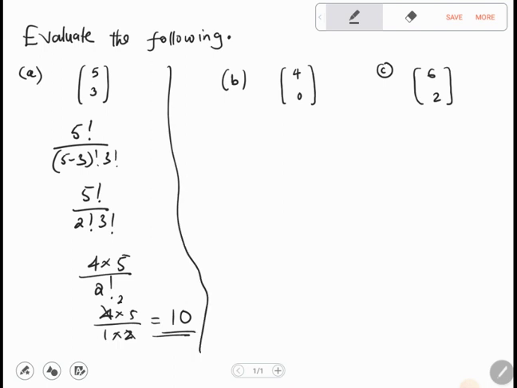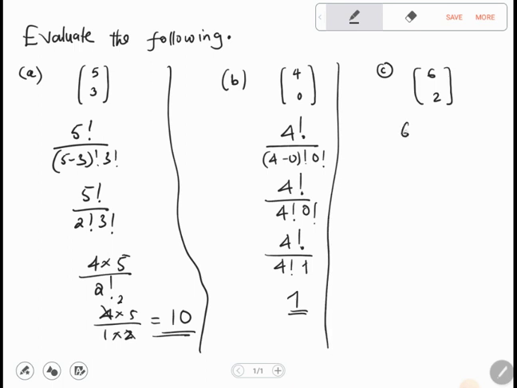Next is 4 and 0. This will be 4 factorial, you divide by 4 minus 0 factorial, then 0 factorial. Now what is 4 factorial? 4 factorial remains the same. Then 4 factorial is just 4 factorial there, because 4 minus 0. Then we've got 0 factorial. 4 factorial will remain, divided by 4 factorial. Sorry, 0 factorial is just 1. Now this will just give us 1.